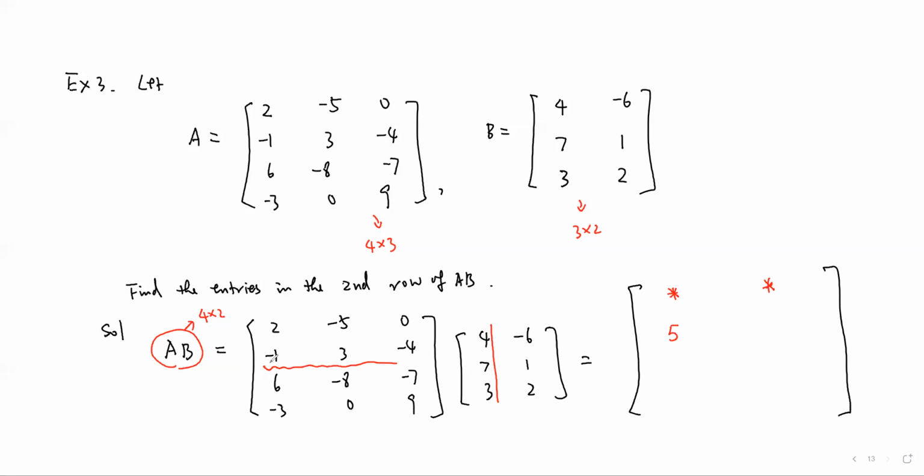Entry 2, row 2 times column 2. -1 times -6 is 6. 3 times 1 is 3. So 9. -4 times 2 is -8. So 1. Done. The third row and fourth row, we don't need to compute. So done. The entries in the second row of A times B are 5, 1.